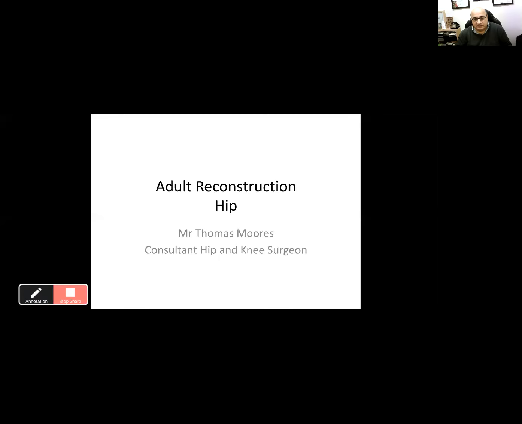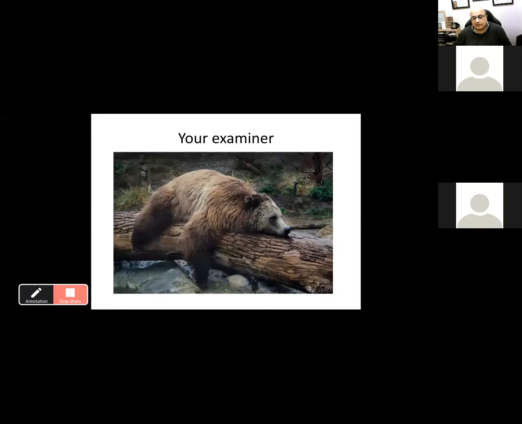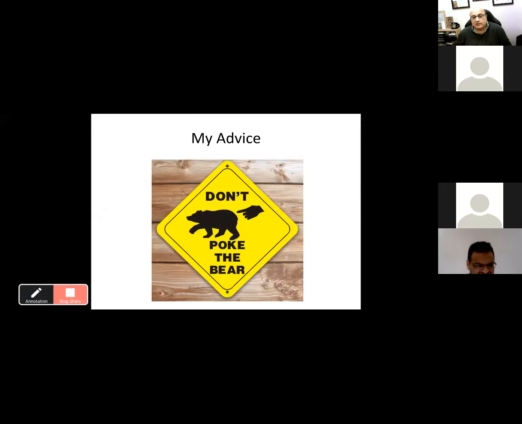I've been asked today to talk to you a little bit about how to get through the arthroplasty part of your exam, and I've really focused on hip today. So the first piece of advice is, this is your examiner. He is a sleeping bear. What you don't want to do is say anything in this part of the exam that means that you're poking the bear, because you don't want to wake him up. That's my big piece of advice, and hopefully the tips I'm going to give you here will avoid ever poking the bear.